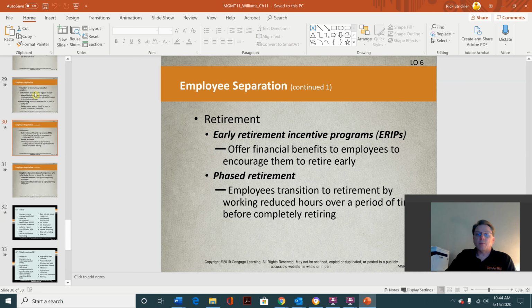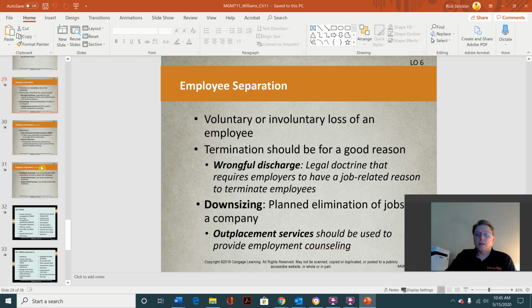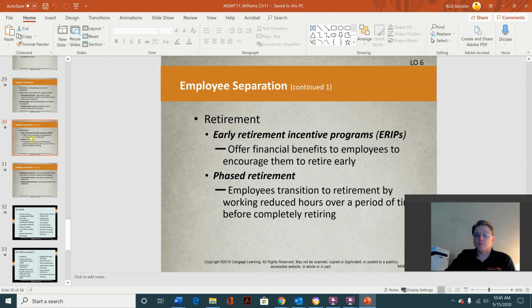Why do people separate? You have voluntary separation, where people quit or retire. Wrongful discharge is a legal doctrine that requires employers to have a job-related reason for terminating. Downsizing, of course, is how COVID-19 laid off a lot of people. You might have early retirement incentive programs. That's what Boeing is doing right now to try to get people to retire.